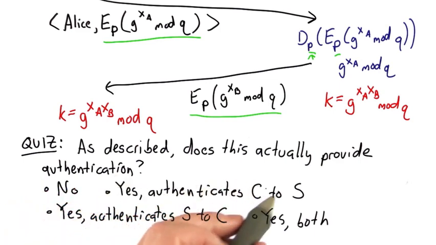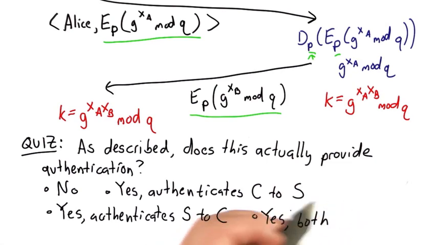Yes, that it authenticates the client to the server, but not the server to the client. Yes, it authenticates the server to the client, but not the client to the server. Or yes, it authenticates both parties to each other. The answer is actually no. We haven't done enough yet to provide authentication. And as I've described it, it's not the full EKE protocol.